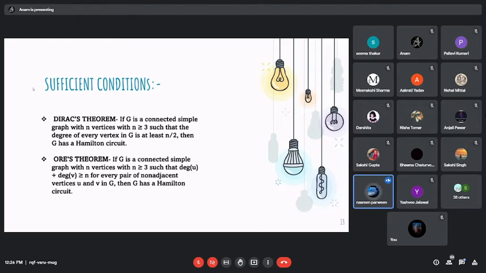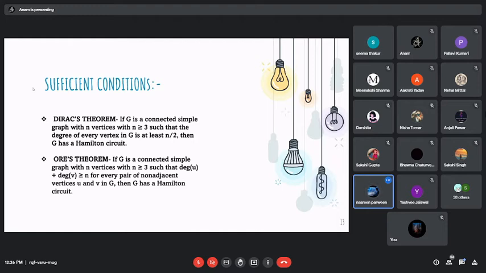It states that if G is a simple graph with n vertices, with n greater than or equal to 3, such that the degree of u plus the degree of v is greater than or equal to n for every pair of non-adjacent vertices u and v in G, then G has a Hamilton circuit.